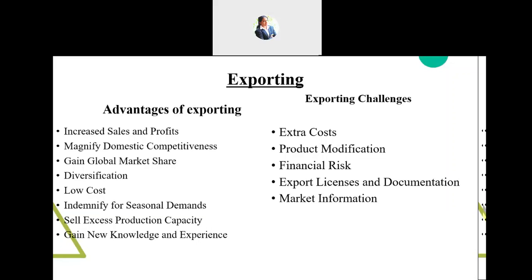And the next one is market information. Now, getting information on foreign markets is more difficult and also more time consuming than getting information and analyzing domestic markets.